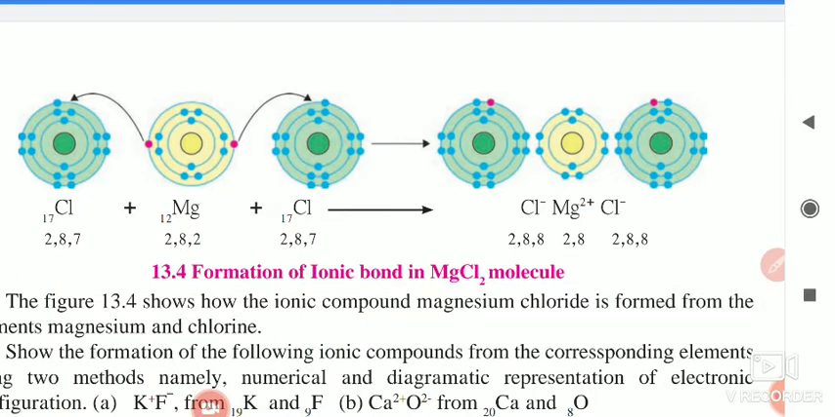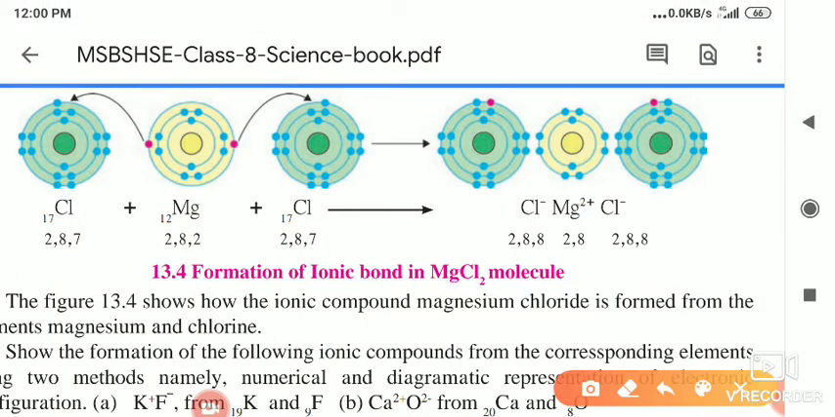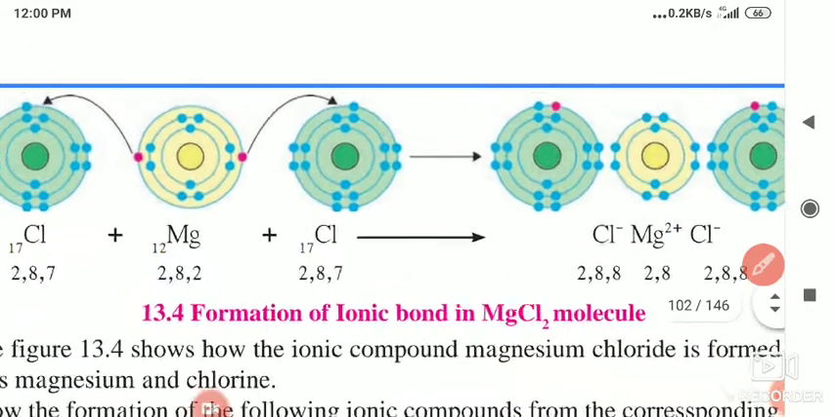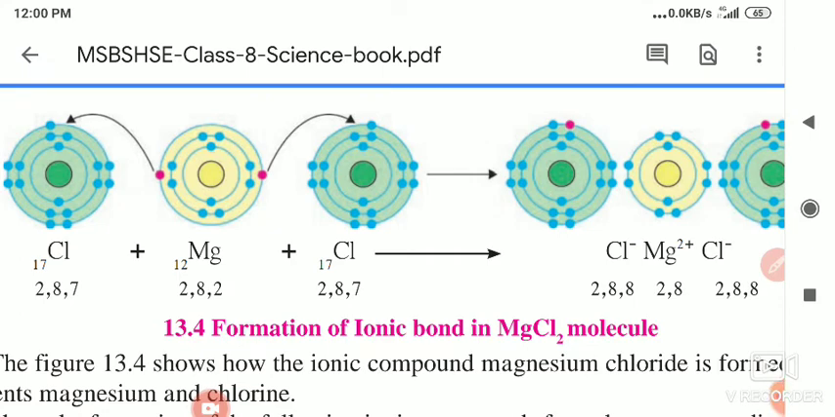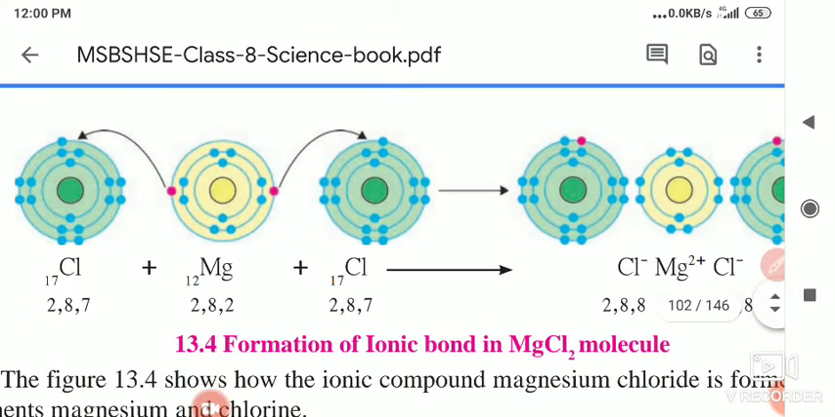Now the next example of the ionic bond is given here. Just now I told you that the chlorine's atomic number is 17. Formation of magnesium chloride, MgCl2, is shown in the picture. Magnesium's atomic number is how much? That is 12. So here you see the structure of the chlorine, and the first orbit inside.